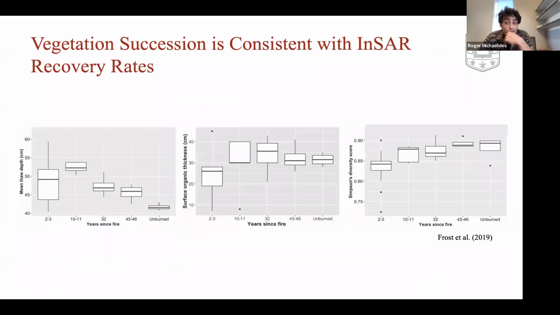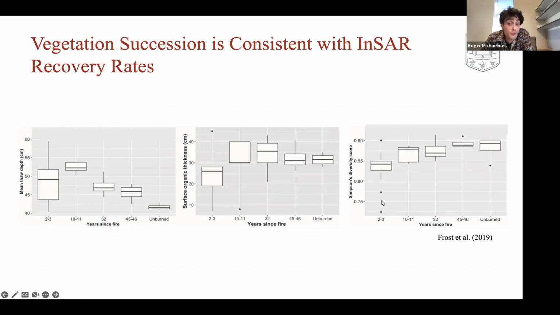And if we look at those plots as a function of years since fire, we see more or less the same exact signal that we can get with InSAR, which tells us that we have this integral of an exponential effect on mean thaw depth, which we can think of as a proxy for the seasonal amplitude. We see it increases in the first 5 to 10 years post-fire, but then by 32 years post-fire, we're more or less trending towards that unburned state. And then we also see that surface organic thickness takes about 10 to 20 years to recover to its unburned state, which is more or less consistent with what we see in the seasonal component.